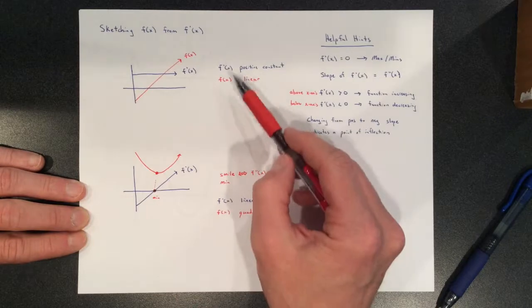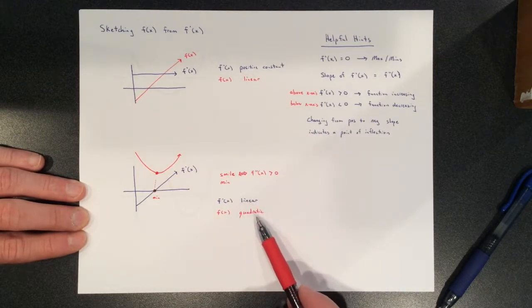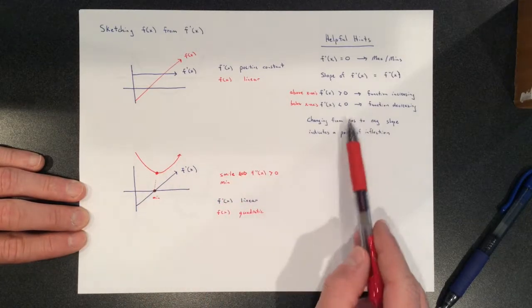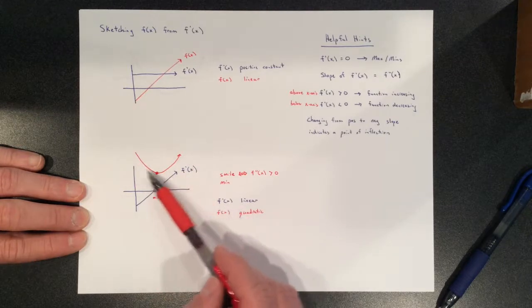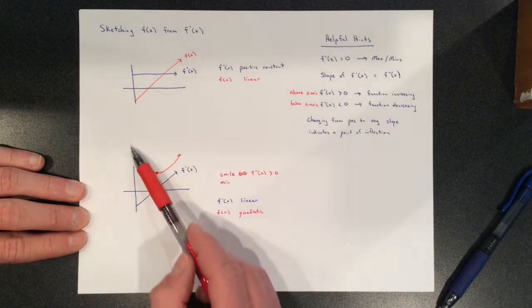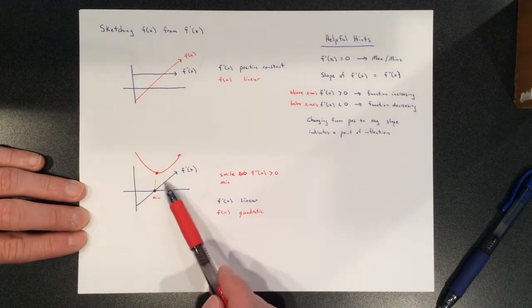Same thing back here. If this is a constant, that's linear. If this is linear, that has to be quadratic, and then it fits everything. Again, there's no changing of the slope. There's no point of inflection because there's no change in concavity here. The slope here is always positive. It's always concave up.